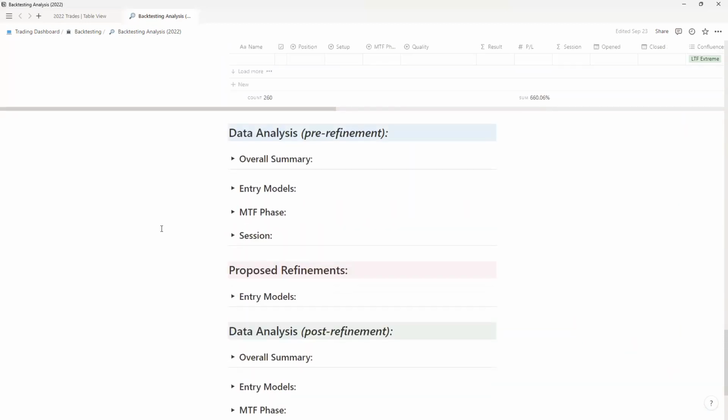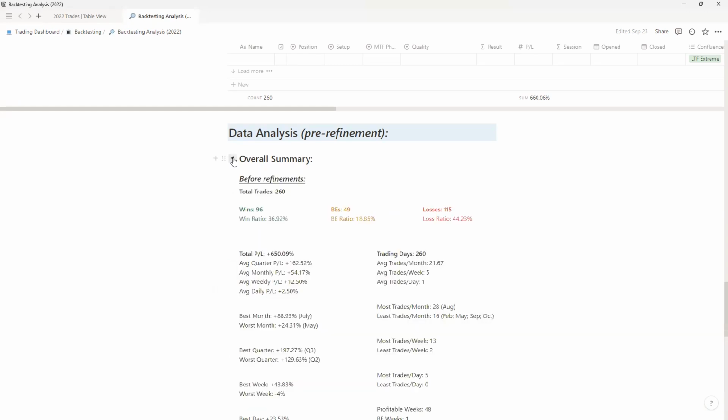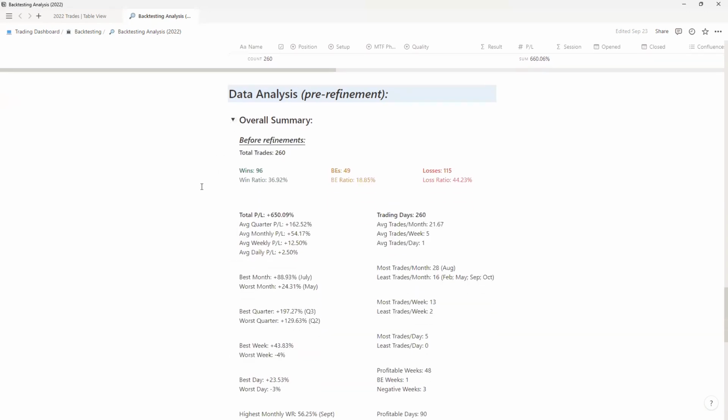When I first had all of the data in this database, I wanted to get a really nice summary of all of my results. And if we just click this drop-down menu here, you're going to be able to see the type of things that I was looking for, the type of data that I wanted to be able to have on hand about my strategy. And this is when I was then able to start looking into specific areas to refine my trade plan and improve either my win rate or my overall profitability.